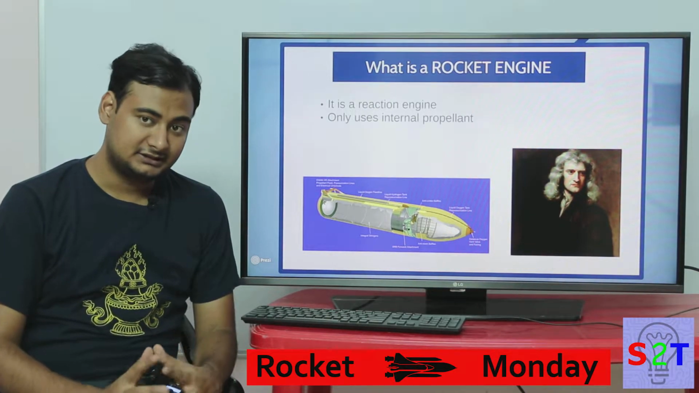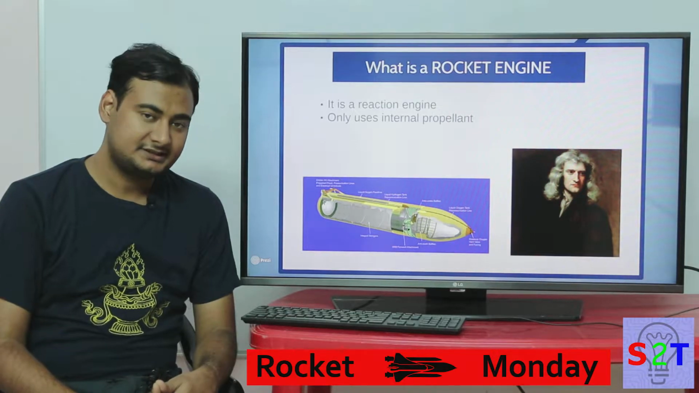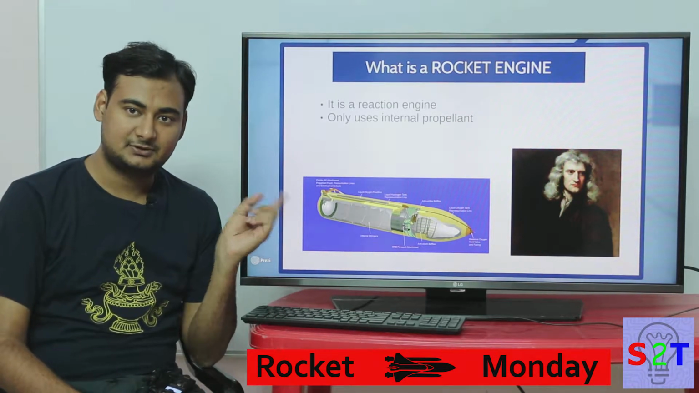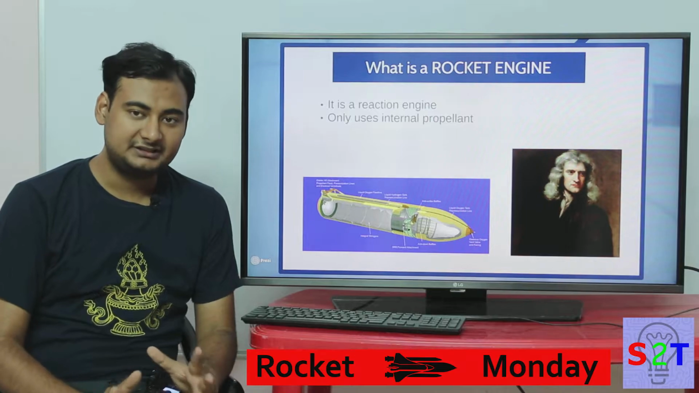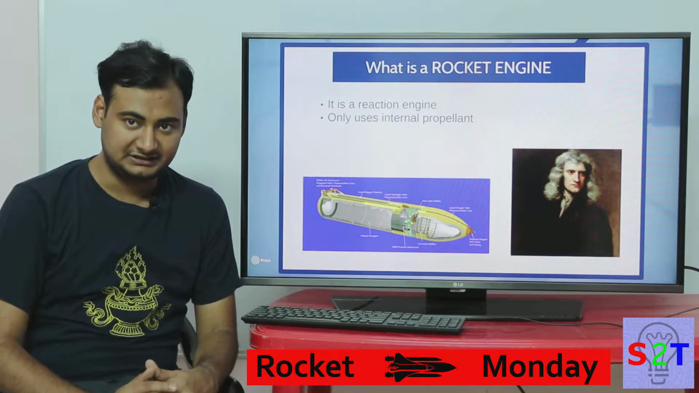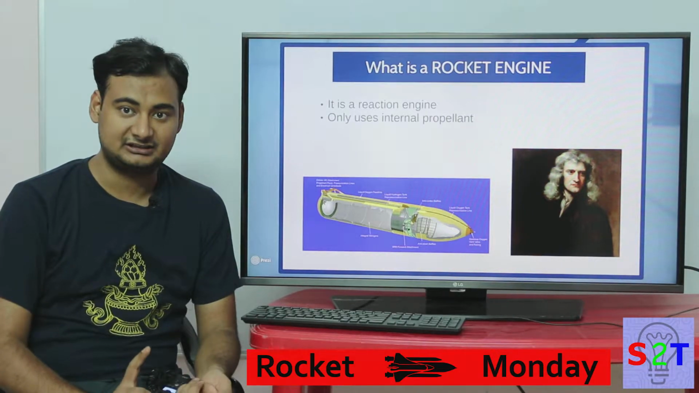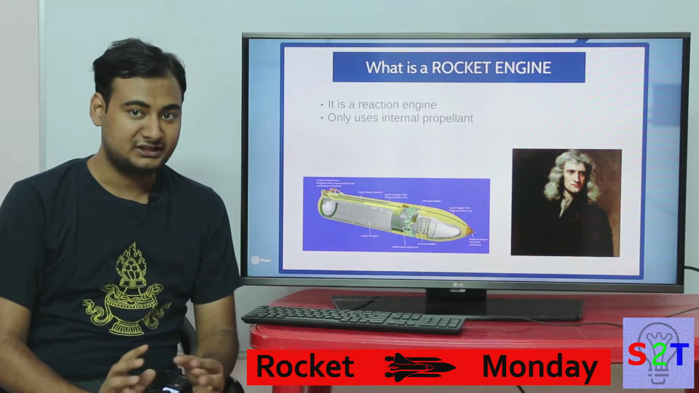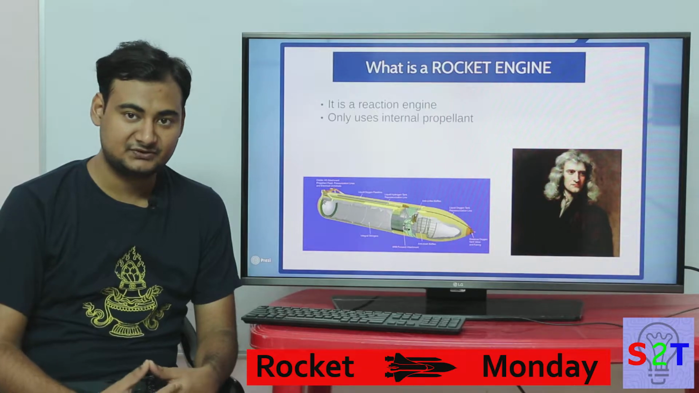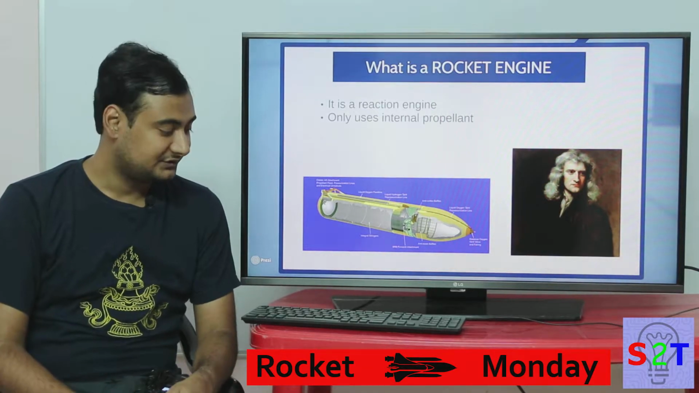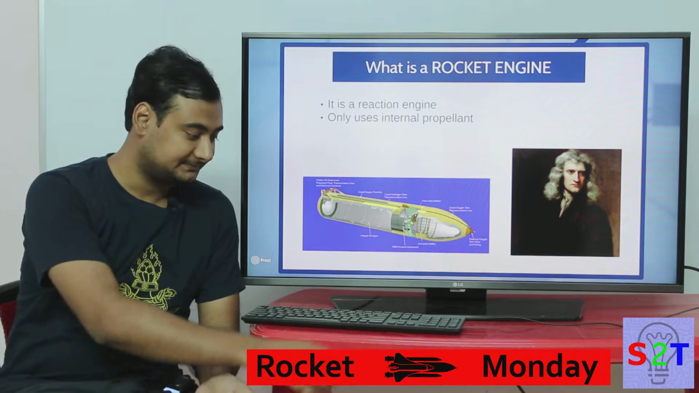Now, another important part about a rocket is that it has internal propellant. So everything it needs, it has internally. That's why it can work in a vacuum. That's why it can work underwater. That's why it can work in atmosphere. It is 100% independent. It does not need atmosphere. It does not need anything. So let's look into it.